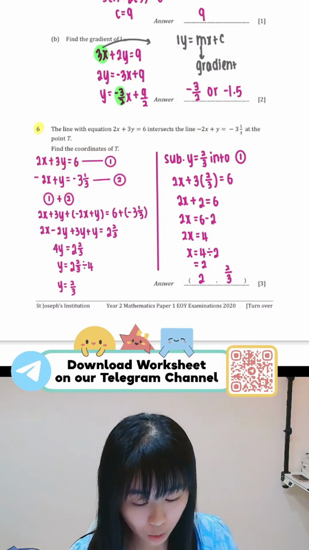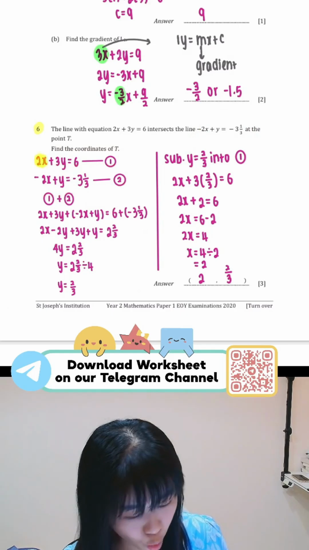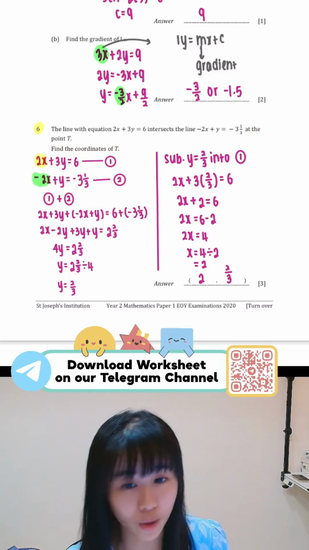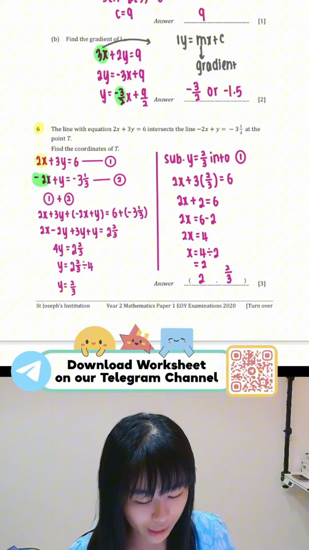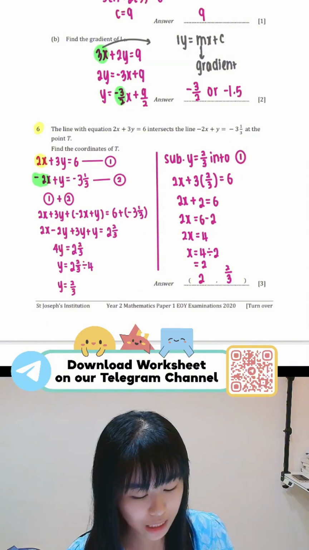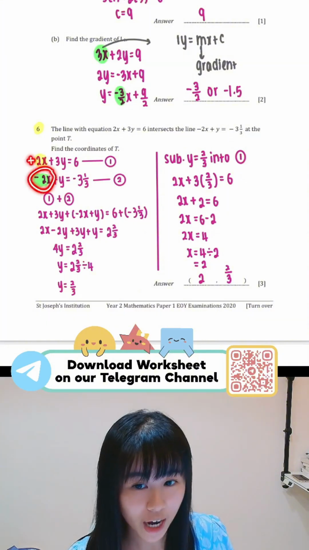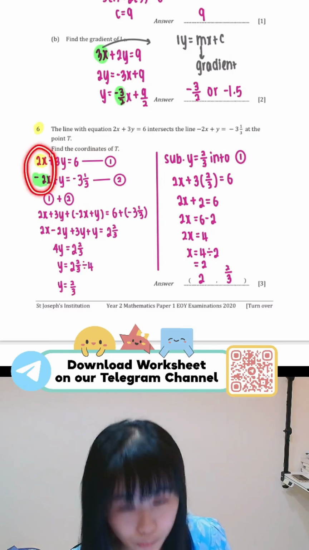Now, if you take a look at these 2 equations, you will realize that here is a 2x and the bottom is a negative 2x. In other words, their coefficients are already the same, 2. The only difference is this is positive and this is negative. So how do you get rid of the x? You just simply need to add them together.